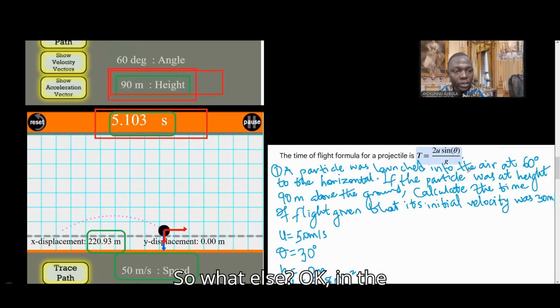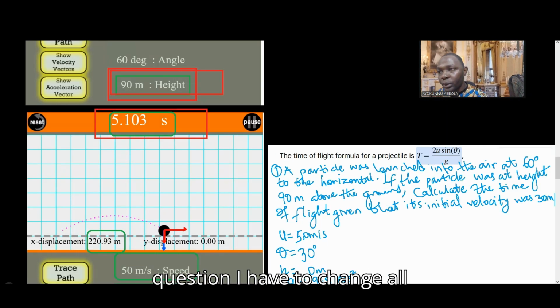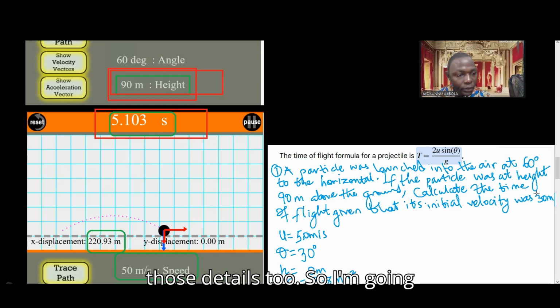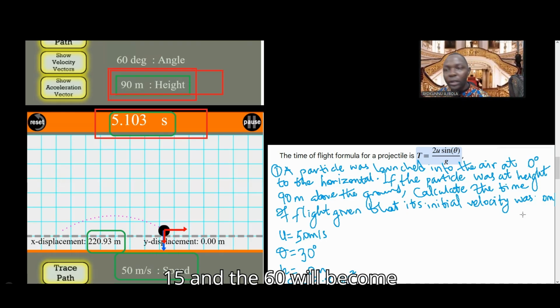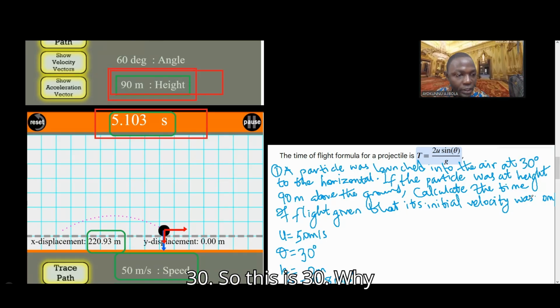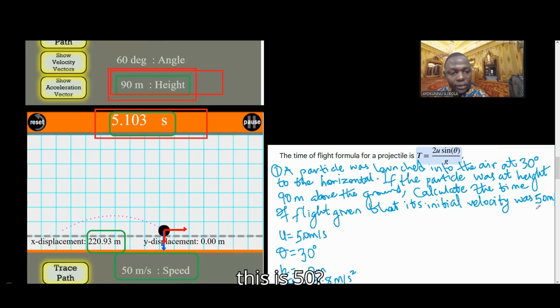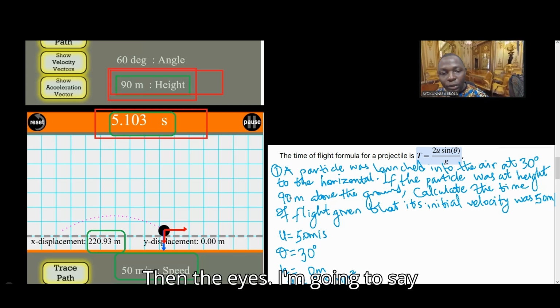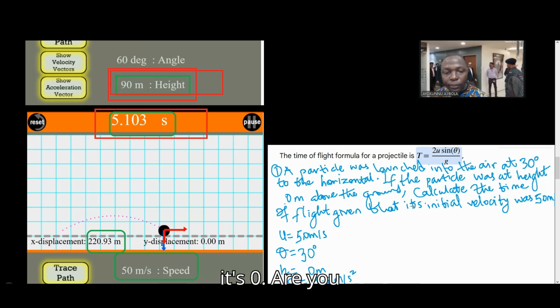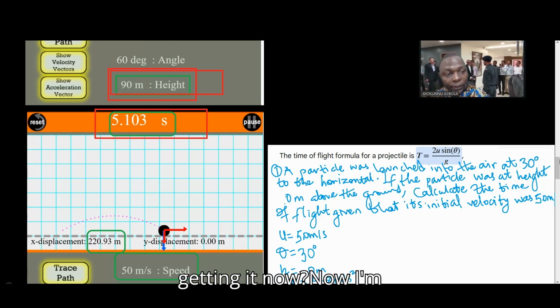So what else? Okay, in the question, I have to change all those details too. So I'm going to say the 30 will become 50 and the 60 will become 30. So this is 30 while this is 50. Then the height, I'm going to say it's 0. Are you getting it now?